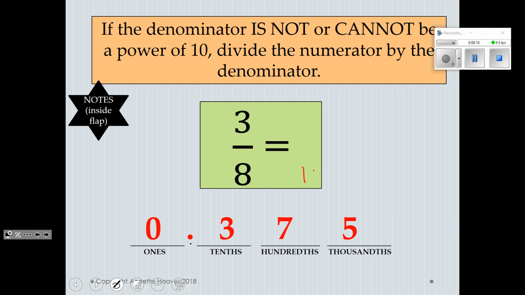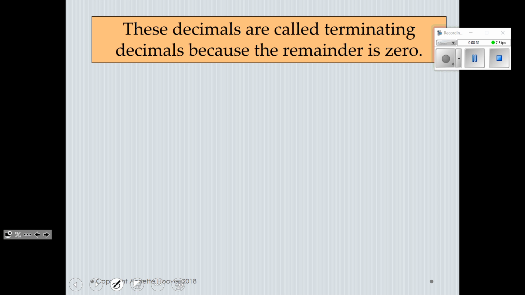So just to back up, that's making this into thousandths. This would be times 125, so we're multiplying this times 125. We're counting by 125 3 times. These decimals are all called terminating decimals because the remainder is 0.